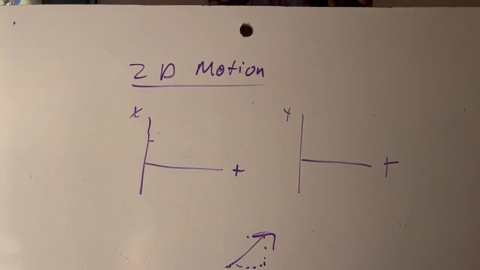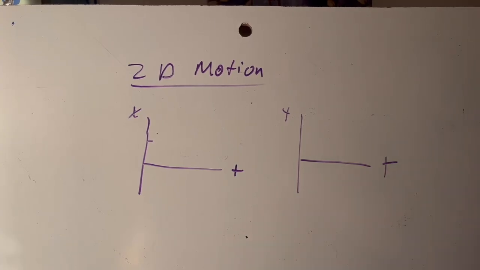2D motion deals with vectors. And I'm sure you've learned about vectors. They're very important in physics. And what a vector means is how something travels, like a force. Like if I push something and it goes in a direction, that's a vector. It's a direction vector. That's just what they're called.